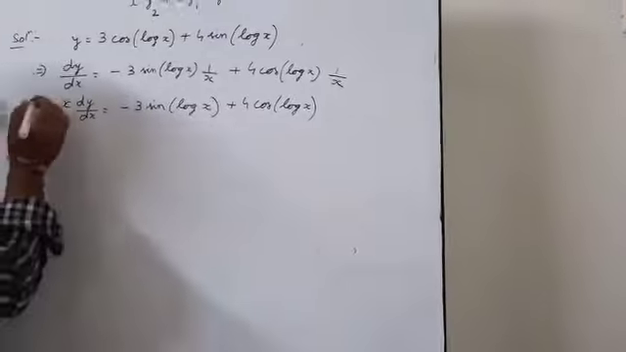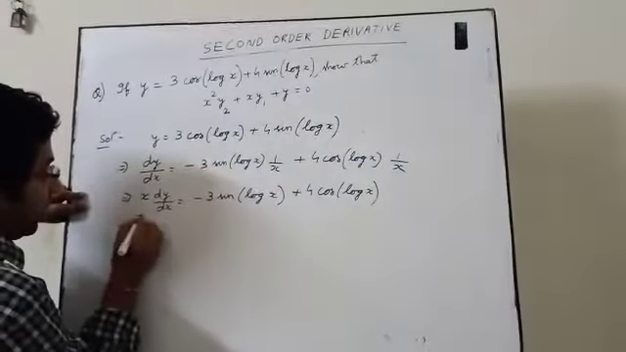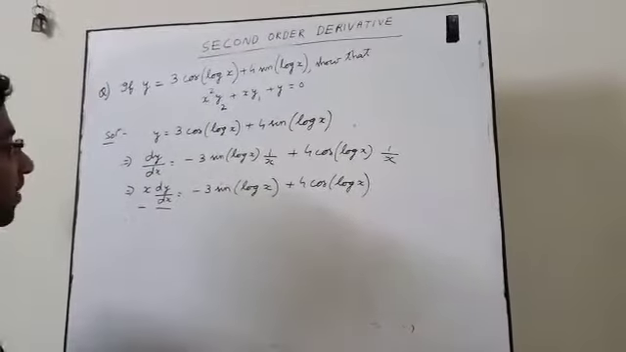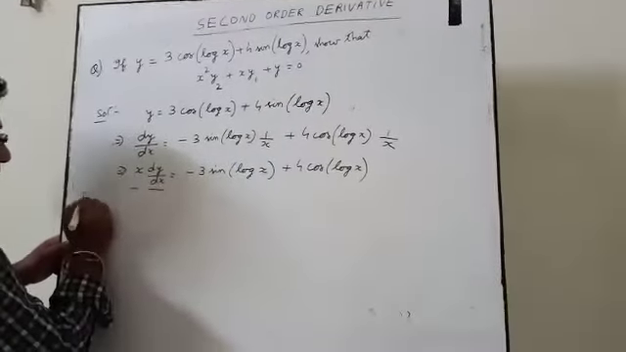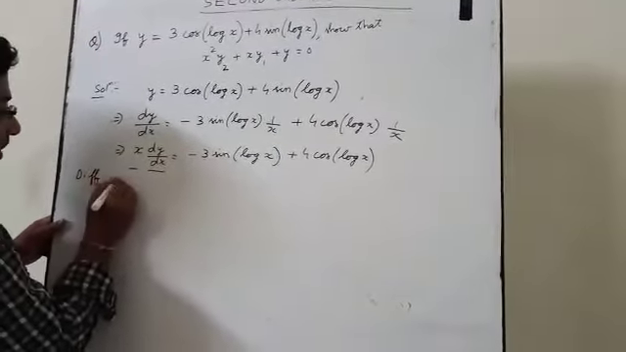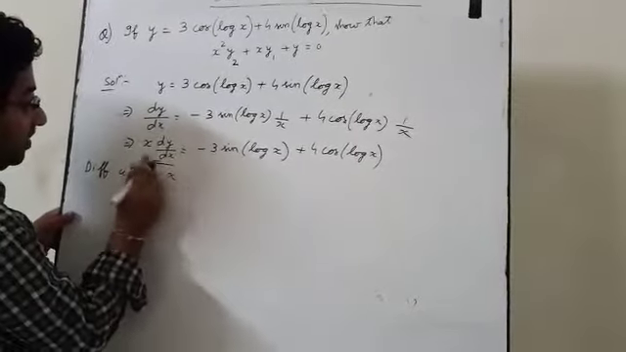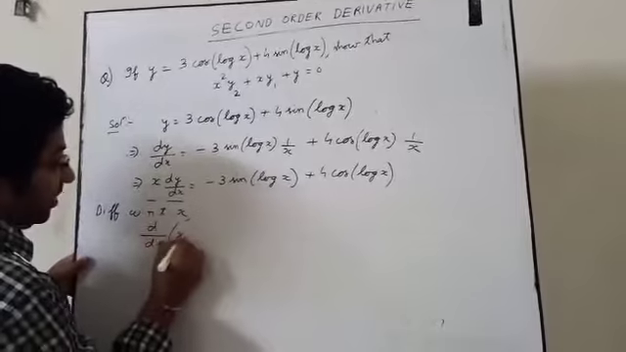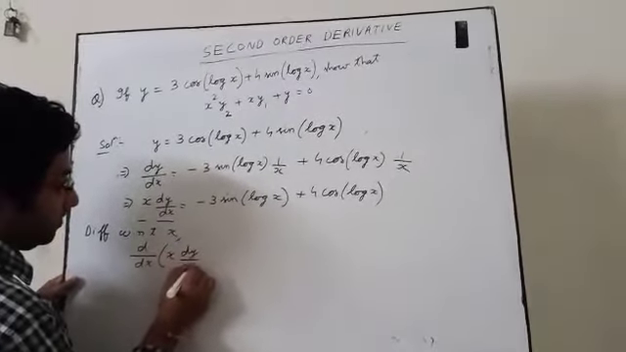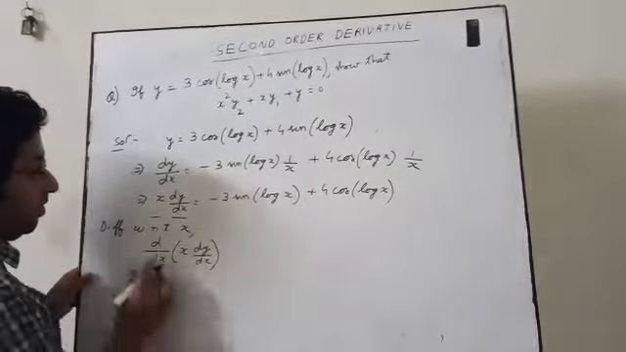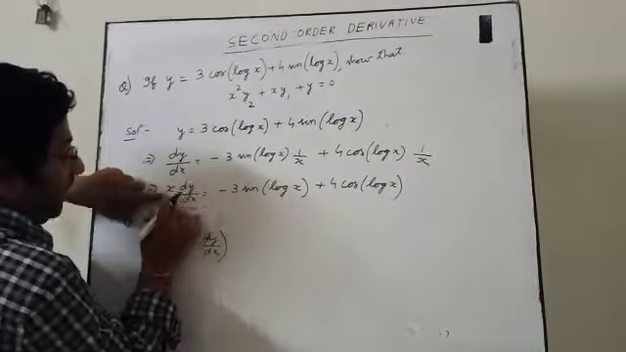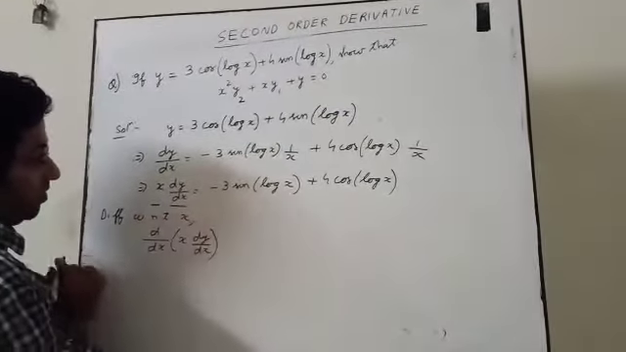Okay? Now this became the product of two functions, x and dy by dx. Differentiating with respect to x. This is the product of two functions, that means d/dx of x into dy by dx. Product function: the first function is the variable x, the second one is the derivative. So the right side is also a product of two functions.